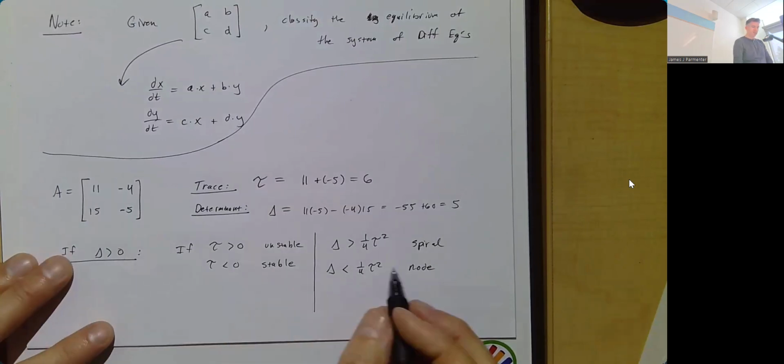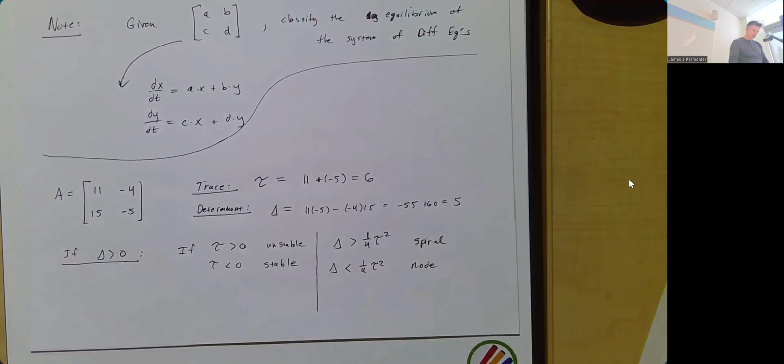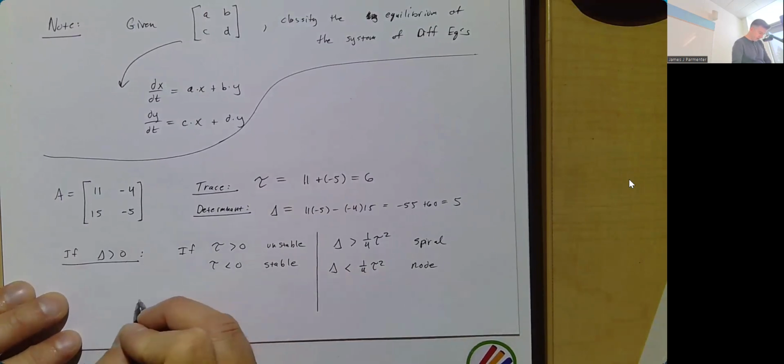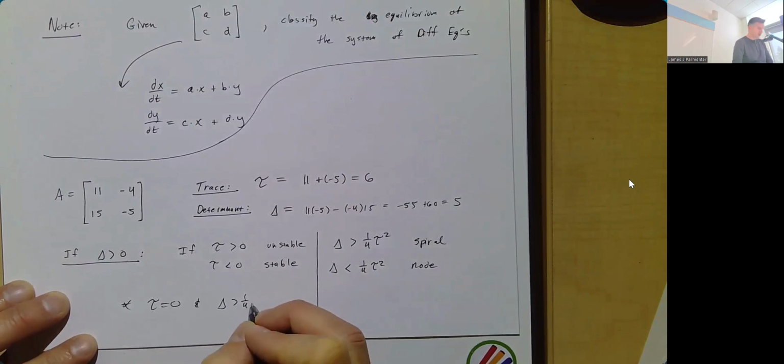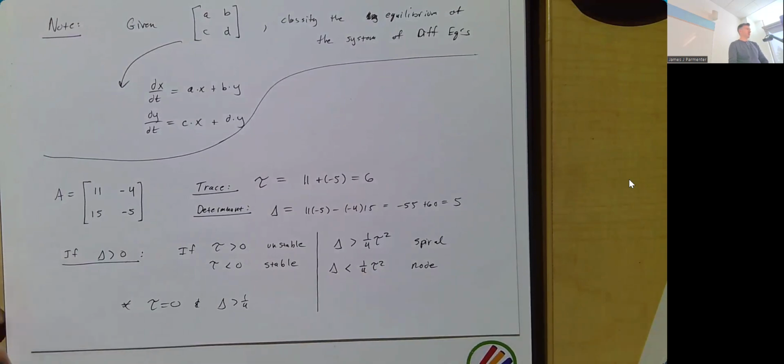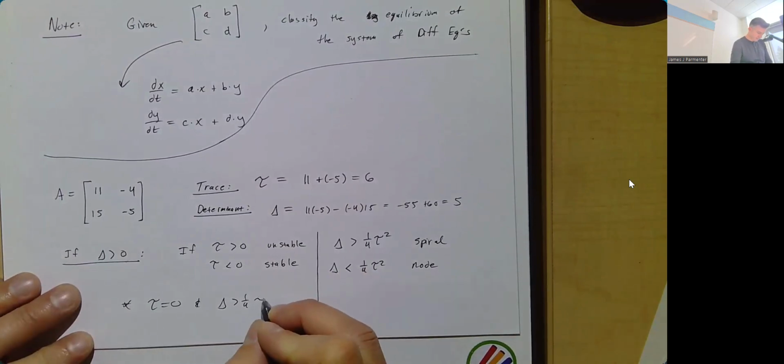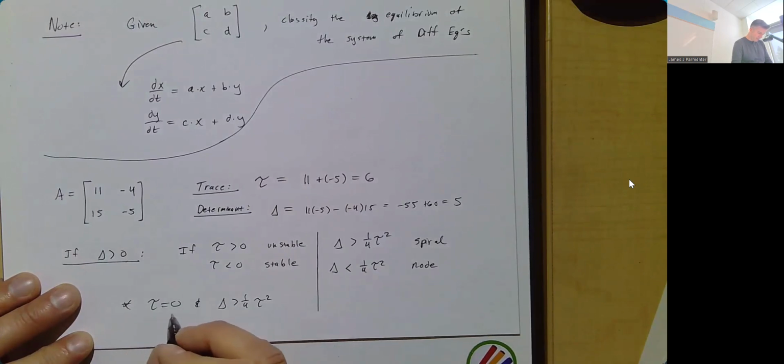One more tiny thing, a special case. If the trace is equal to 0, the determinant would have to be bigger than 1/4 the trace squared if the determinant's positive. So then you have a center.